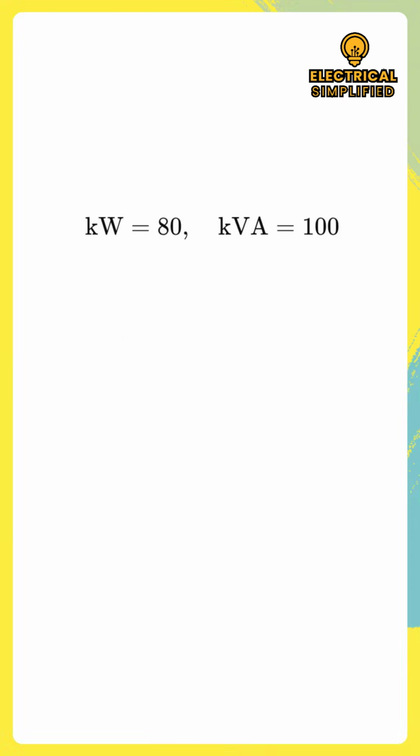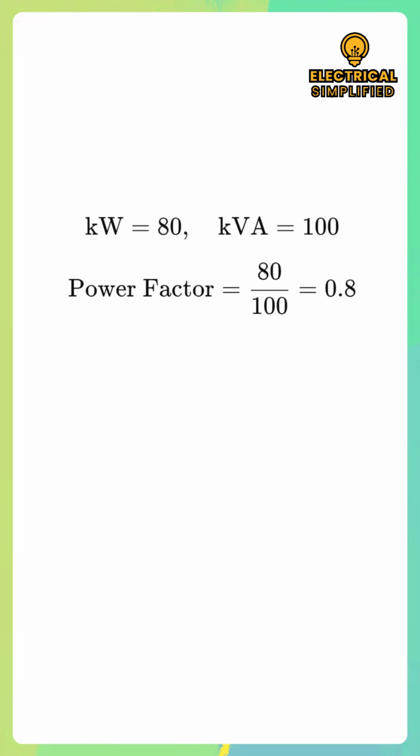For example, if the load consumes 80 kilowatts of real power with an apparent power of 100 kilovolt amperes, the power factor is 0.8 and the phase angle is 36.9 degrees.